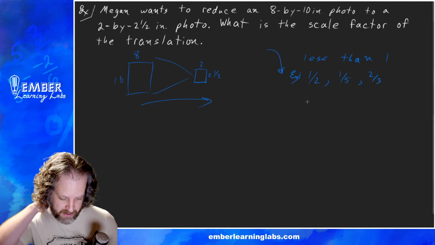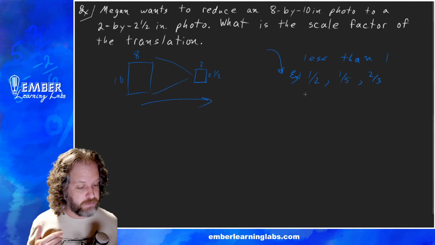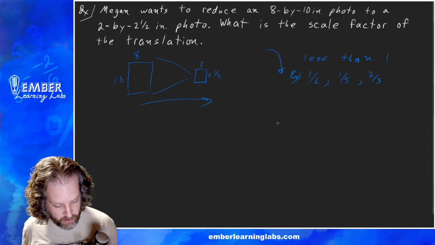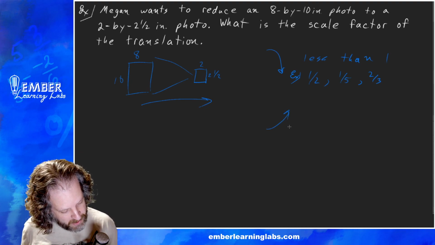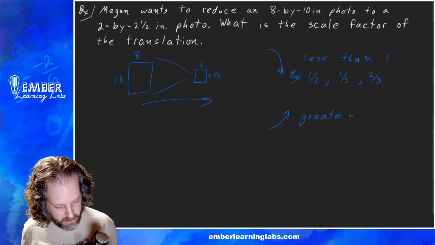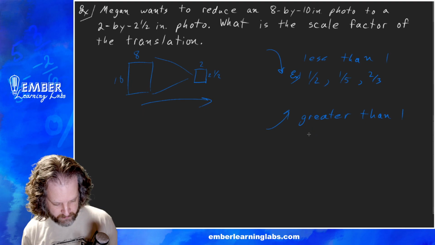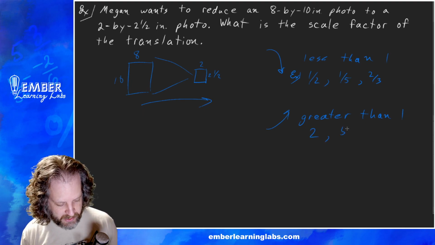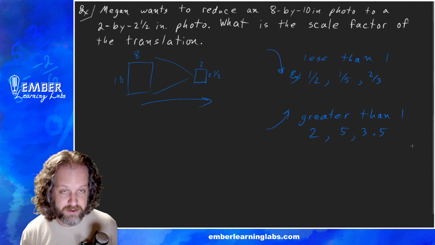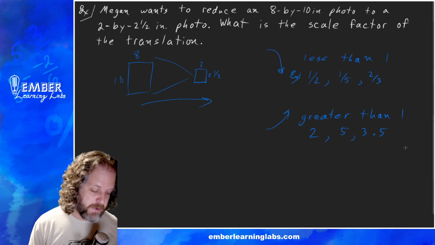Because when you multiply it, that would shrink the number. It would make the number smaller. If we're going from small to big, then it would be greater than 1, right? So things like 2 or 5 or 3.5. It's things that are bigger than 1.